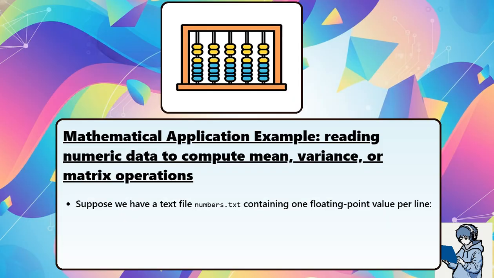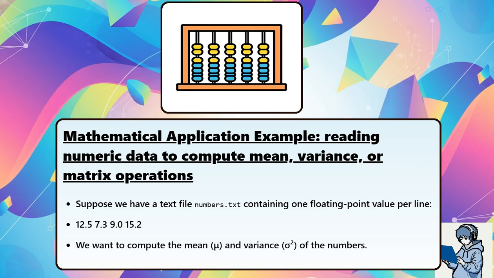Suppose we have a text file numbers.txt containing one floating point value per line: 12.5, 7.3, 9.0, 15.2. We want to compute the mean mu and variance sigma squared of the numbers.